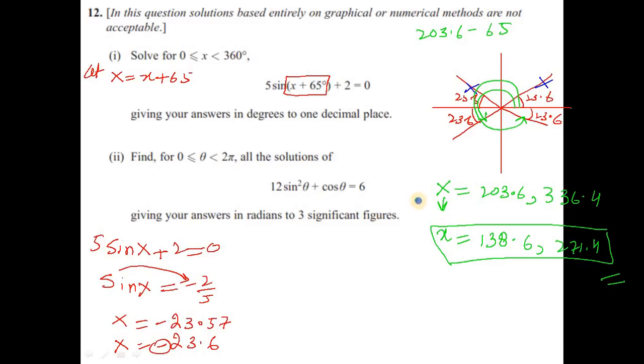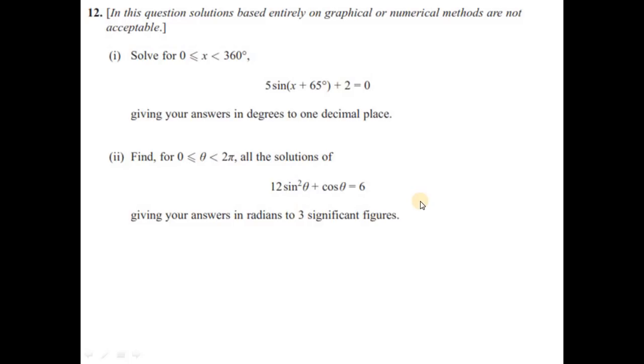Okay, so now let's talk about Part 2. Find for 0 to 2 pi all the solutions of 12 sine square theta plus cos theta is equal to 6. So we have a quadratic, it's again a trigonometric equation, but we have two different functions, cos and sine. So first we need to transform this equation into any one of the functions.